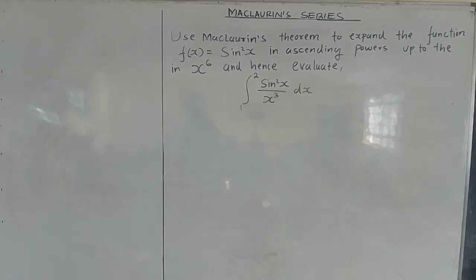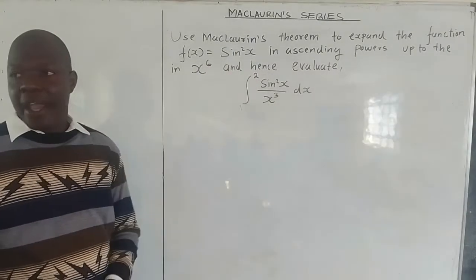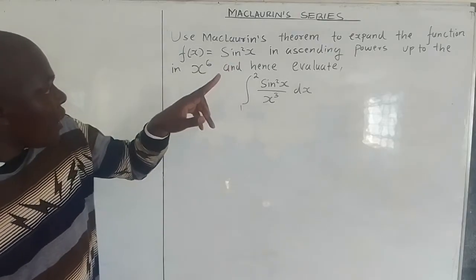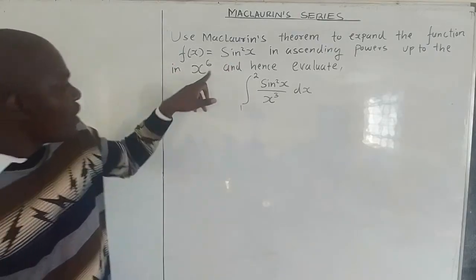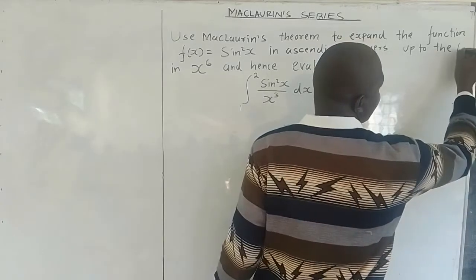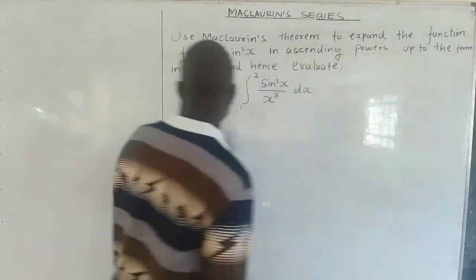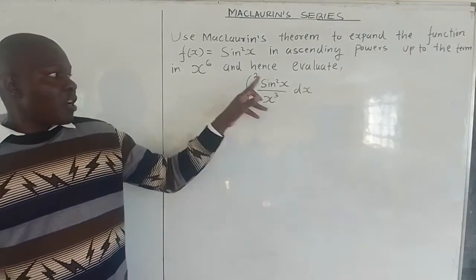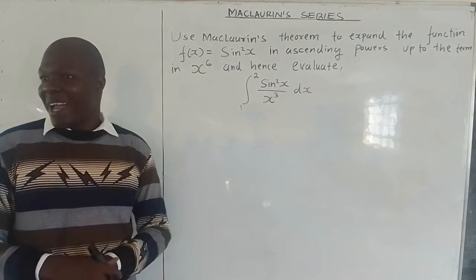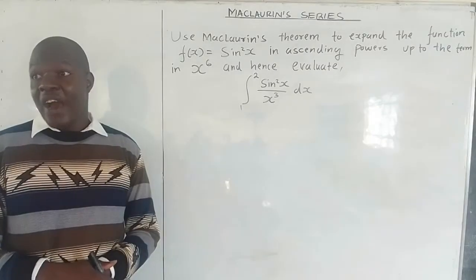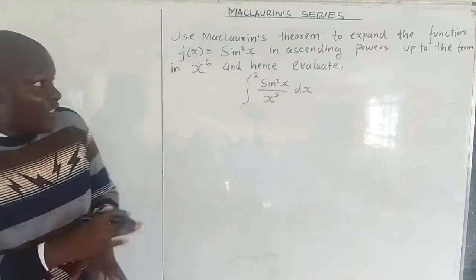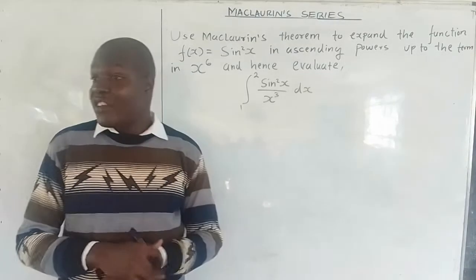Use Maclaurin's theorem to expand the function f of x equals sine squared x in ascending powers up to the term in x to power 6, and hence evaluate the integral from 1 to 2 of sine squared x over x cubed dx. Now, for you to evaluate this integral, the first thing we need is to write the Maclaurin's series, isn't it?